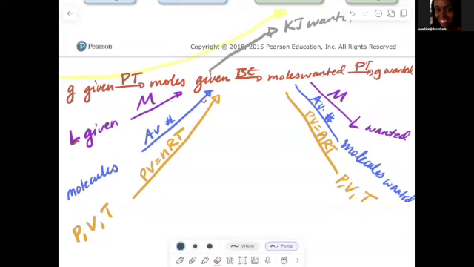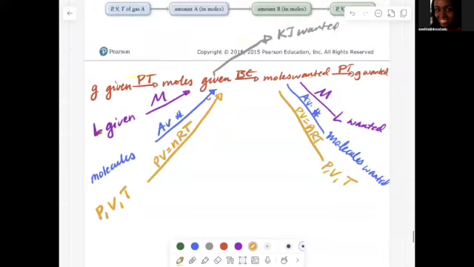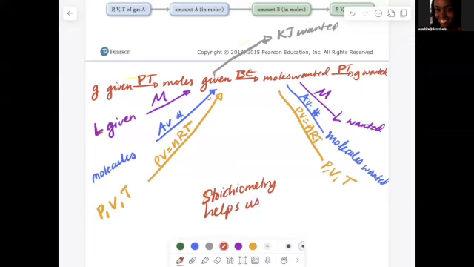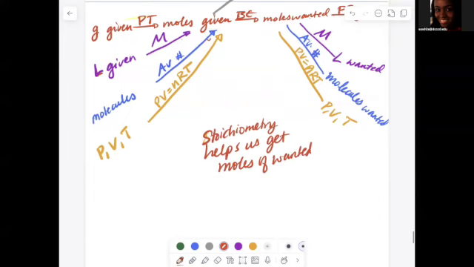So what's the purpose of the stoichiometry, right? Let me go over here so this doesn't look as confusing. Oops, no, I want to go back to the red color. Stoichiometry helps us get moles wanted in the gas chapter. Okay.